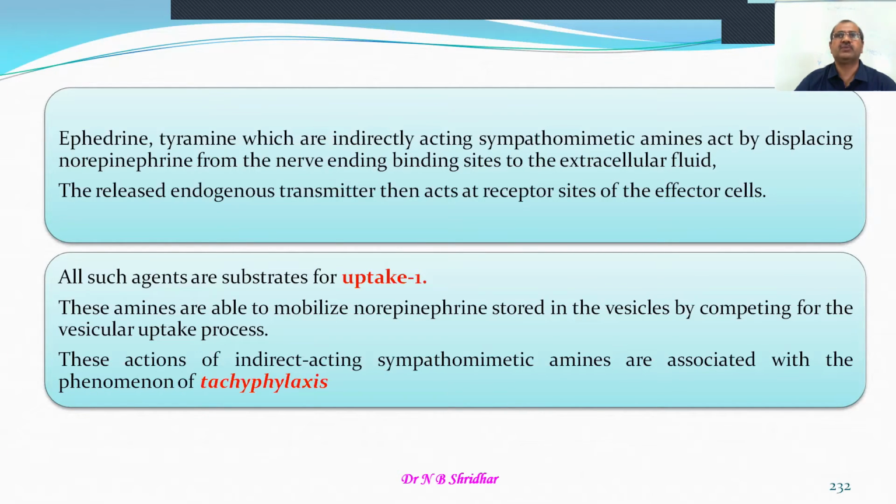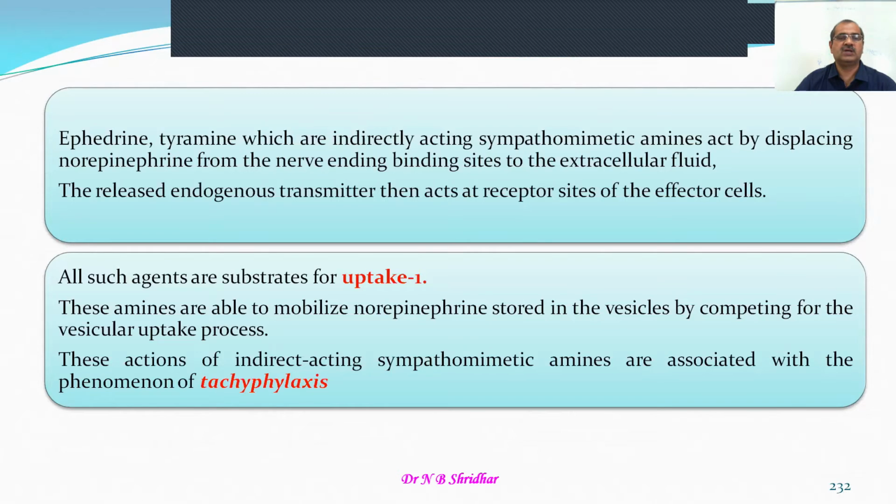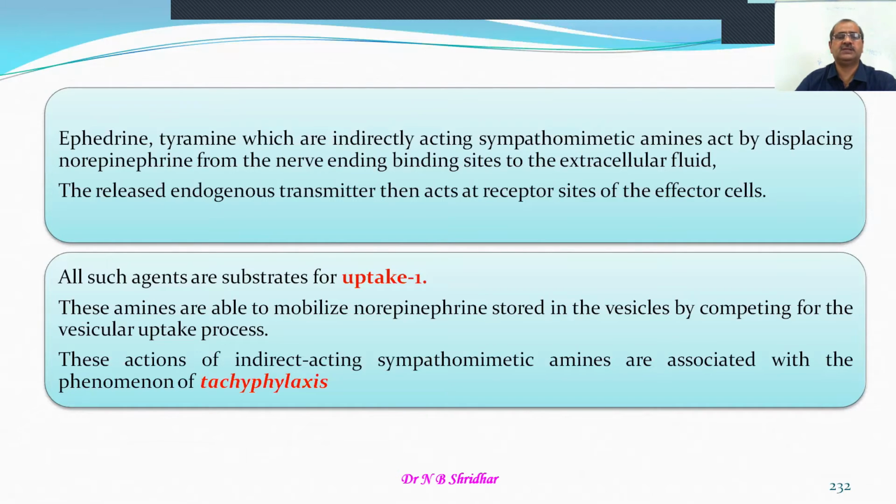As such, the agents are substrates for uptake 1. Uptake 1 means transportation of the catecholamines from the exoplasm to the storage vesicles. And these actions of indirectly acting sympathomimetic amines are associated with the phenomenon of tachyphylaxis. Tachyphylaxis means that as the quantity of the neurotransmitter increases, instead of the response increasing, it decreases. That is known as tachyphylaxis.